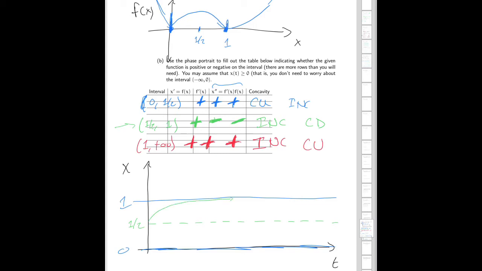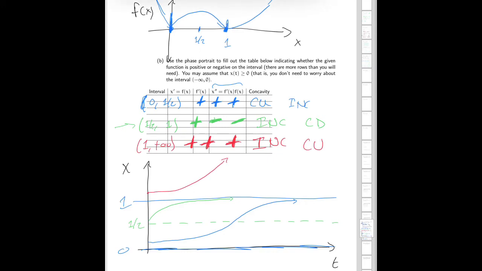Okay, if a solution starts in between 0 and 1/2, it's going to start off increasing. Well, it's always going to be increasing, but it's going to start off concave up like this, and as it passes through 1/2, it changes to being concave down. So something like this. And then finally for the red one, if it starts above 1, it's going to be increasing and concave up.